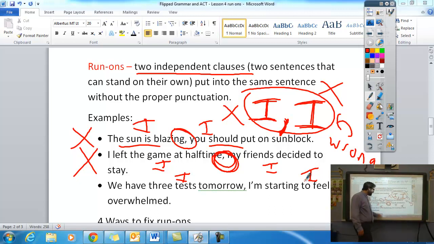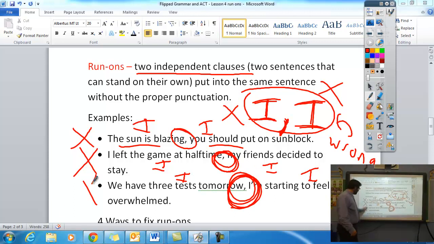And so you've got independent clause and independent clause, and you can't just put these together in the same sentence, right? You can't just connect them with a comma. This is wrong. This is a run-on. This is what we want to avoid. You guys love to write these, like I said, but we want to learn how to avoid them.